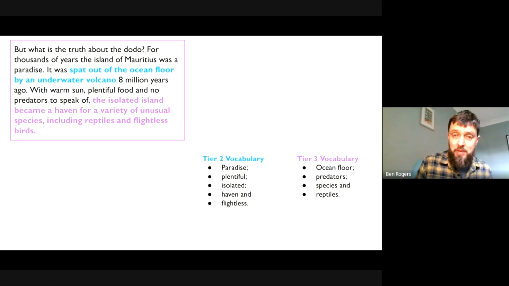Just wanted to show you something about vocabulary. Tier 2, if you're not familiar, is your sort of newspaper, literary language. Paradise, plentiful, isolated. You wouldn't expect to see that in the playground. Kids don't run around saying, oh, look at this isolated haven. It's not done, but they are expected to know it, and you have to teach it. And I think we can't expect the English team to be teaching this all the time either.